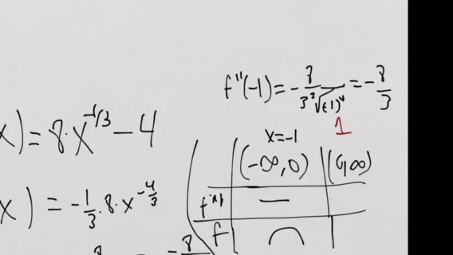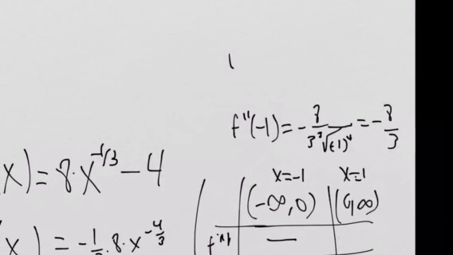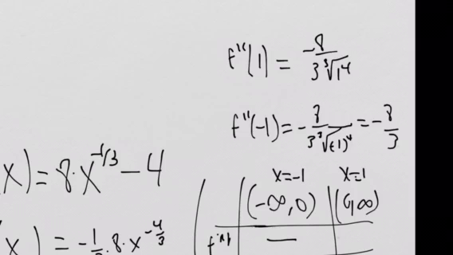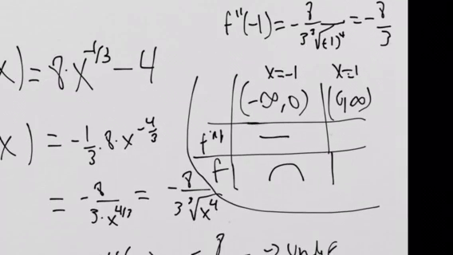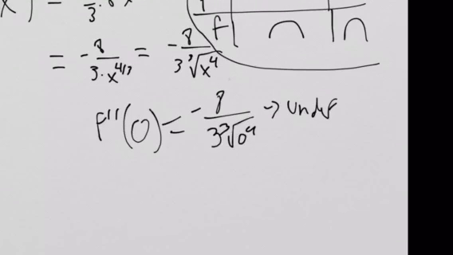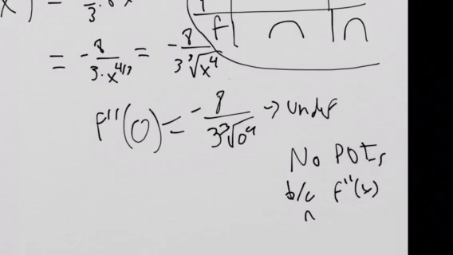So next, we should try to plug in x equals 1, because that's going to be in our second interval. So we'll do f double prime 1. And I think we should be able to see this is going to be no difference, because now we're just going to do the cube root of positive 1 to the 4th. So this is still going to be negative 8/3. So the second derivative stays negative and stays concave down. So then what we're finding out is that there are no points of inflection, no POIs, because f double prime never changes signs.